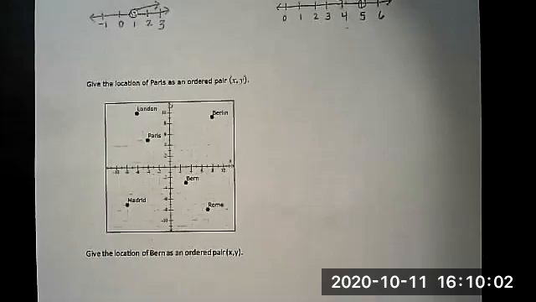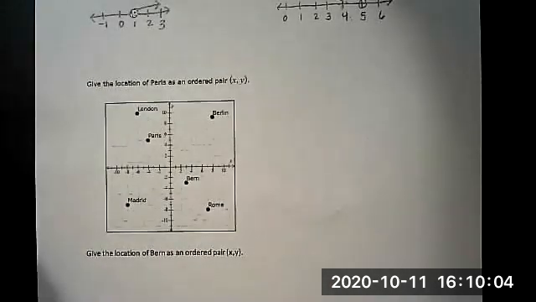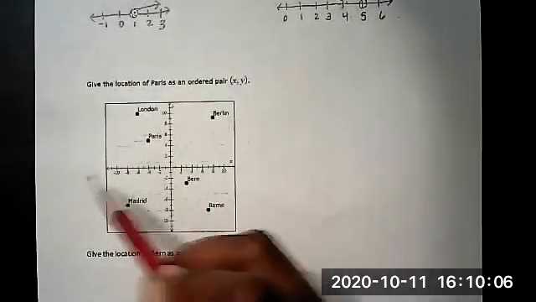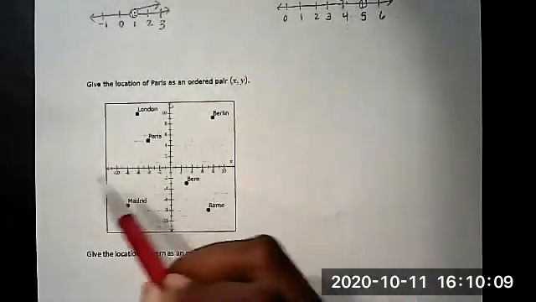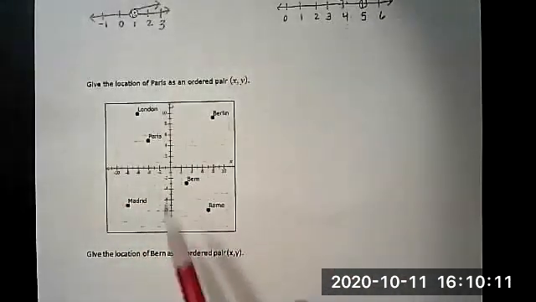All right, so give the location of Paris as an ordered pair. An ordered pair has an X and a Y. X is always side to side. So however you move side to side is your X value. Y is you're moving up and down.